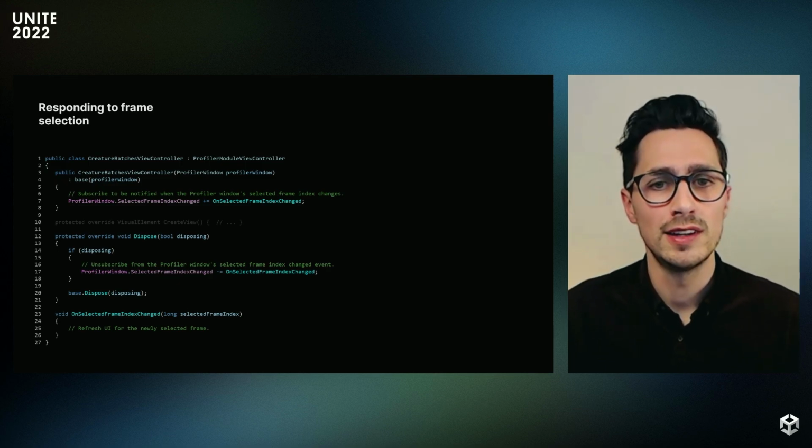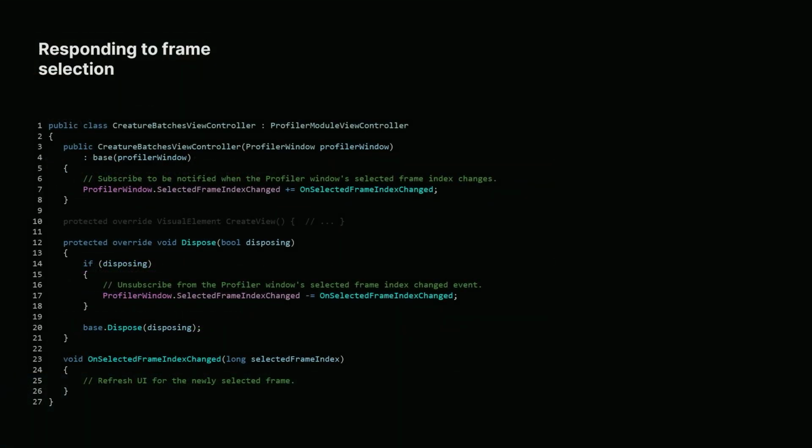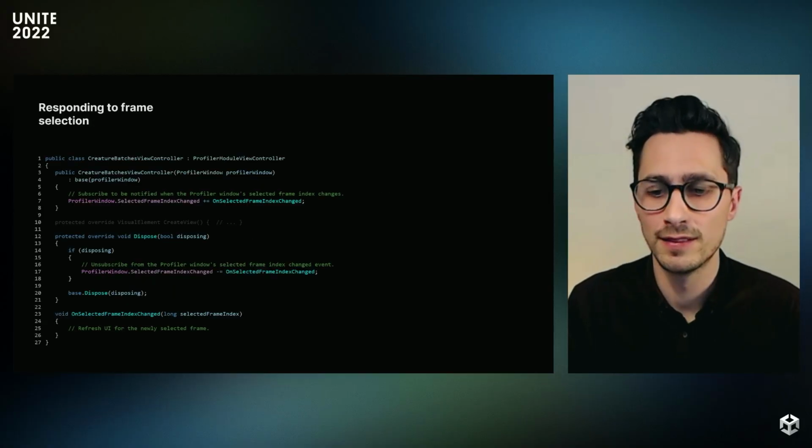That's exactly what we're doing here in this example. By subscribing to the selected frame index changed event in our view controller's constructor, we can then refresh our UI in the handler. Notice how we are unsubscribing from the event in the view controller's dispose method. So a view controller is disposed when its view is no longer needed, such as when another module is selected or the profiler window is closed. So you can use this dispose method for any cleanup of your view controller, as we do here to unsubscribe from the event.